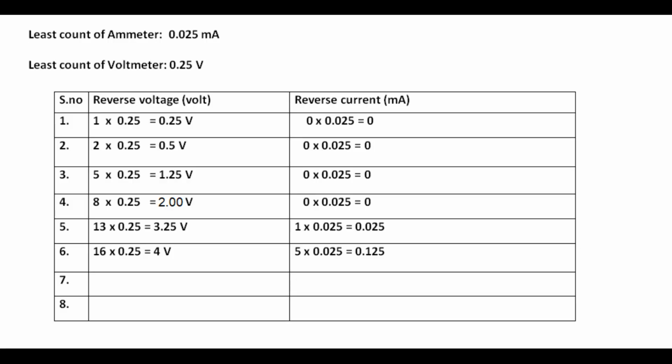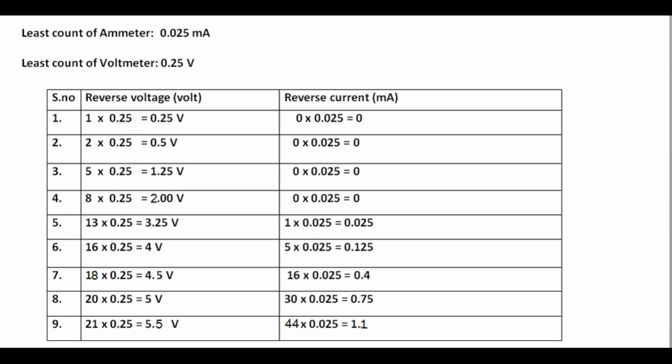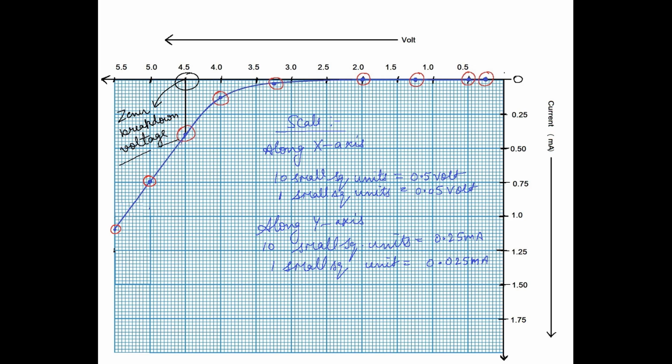Based on the number of observations, we have obtained the following observation table. Based on the observation table, this is the obtained graph, and the value of Zener breakdown voltage came out to be 4.5 volt.